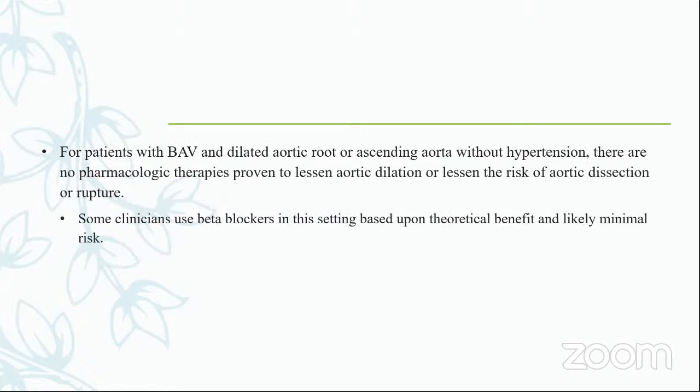However, for patients with bicuspid aortic valve and dilated aortic root or ascending aorta without hypertension, there are no pharmacological therapies proven to lessen the aortic dilatation or lessen the risk of aortic dissection or rupture. But some clinicians use beta blockers in this setting because it has been suggested that beta blockers have an advantage in reducing the aortic wall stress, which may reduce the rate of progression.